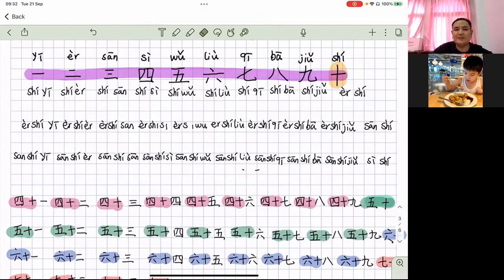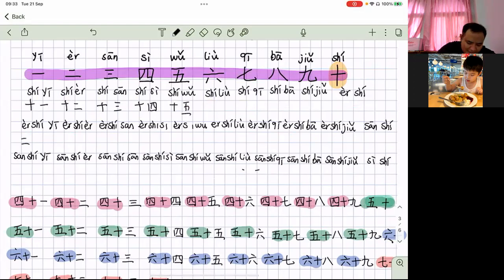But this one is very easy, because all the characters are from 1 to 10, right? For example, 11, where is 11? 10 is here, 1 is here. Now you just write the Chinese character directly, 11, and then 12, 13, 14, 15, and then 20, 21, 22.